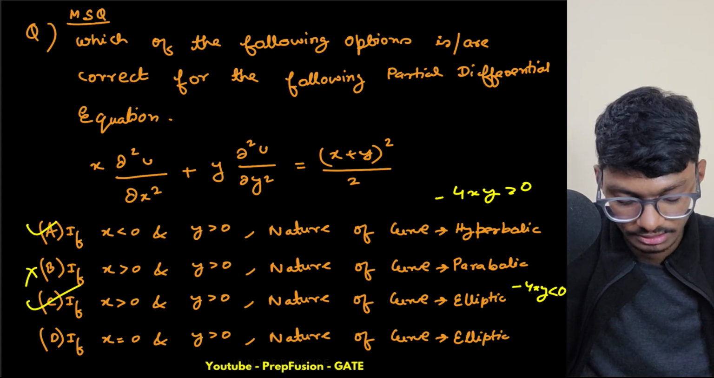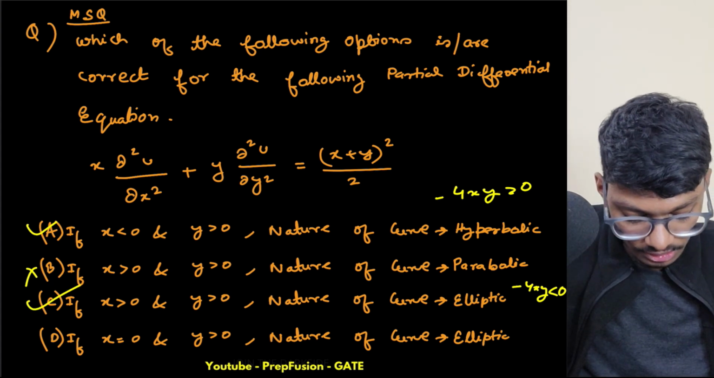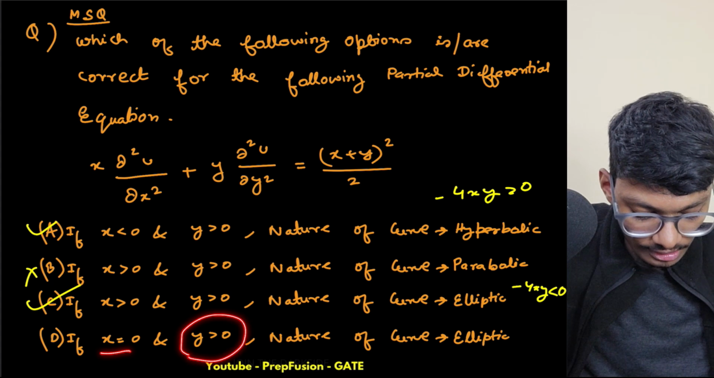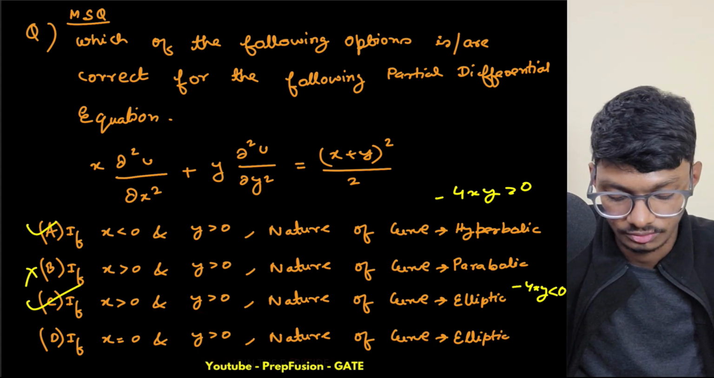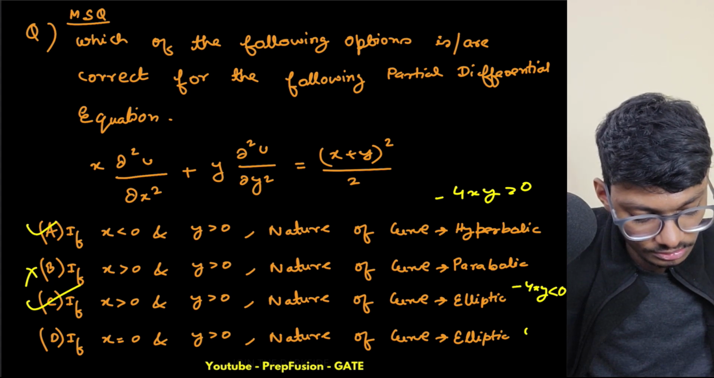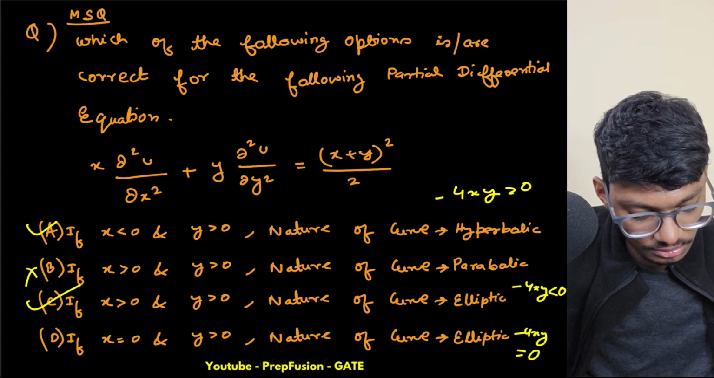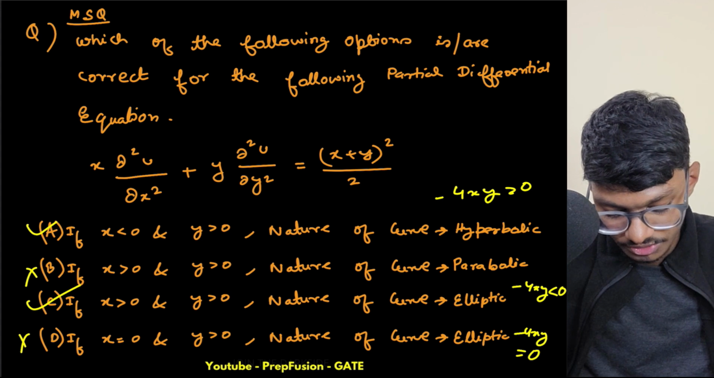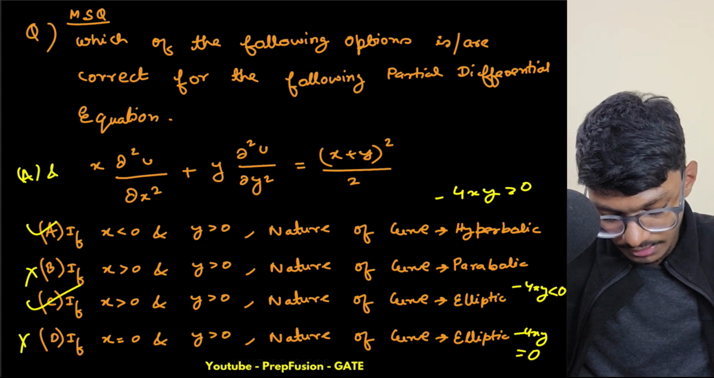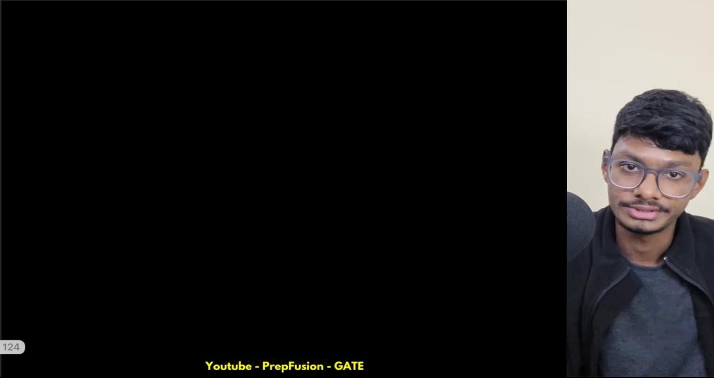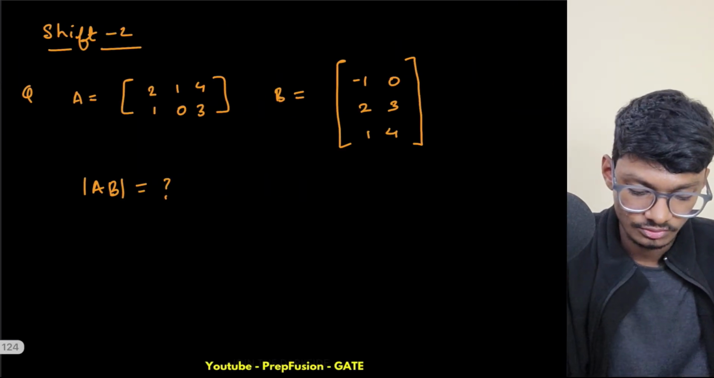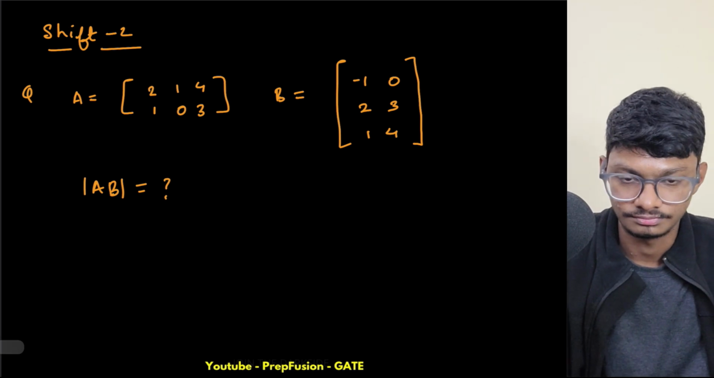That means this is correct. Nature of curve will be elliptical. And if 1 is equal to 0 and x is greater than 0, nature of curve will be elliptic. No, it will be parabolic. Okay, it will be parabolic, hence this is also not correct. So option A and C is correct. Okay, so these are the questions from shift 1, and next we'll solve the question from the shift 2.